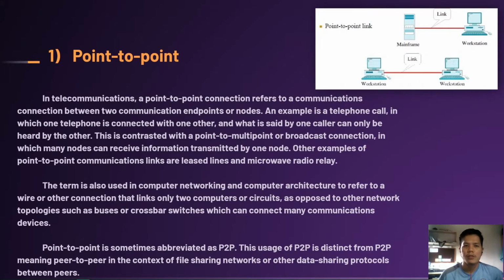For my part, I will explain about types of connection. There are two types of connection. First, point-to-point. In telecommunications, a point-to-point connection refers to a communication connection between two communication endpoints or nodes. An example is a telephone call, in which one telephone is connected with one other, and what is said by one caller can be only heard by the other. This is contrasted with a point-to-multipoint or broadcast connection, in which many nodes can receive information transmitted by one node. Other examples of point-to-point communication links are leased lines and microwave radio relay.